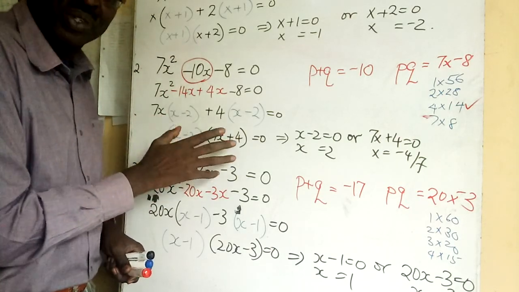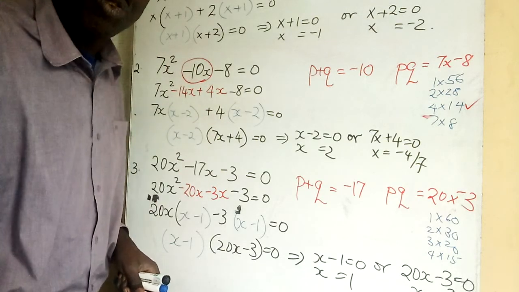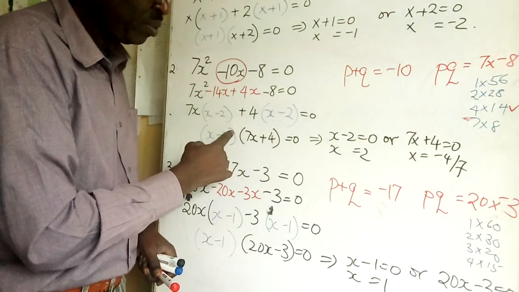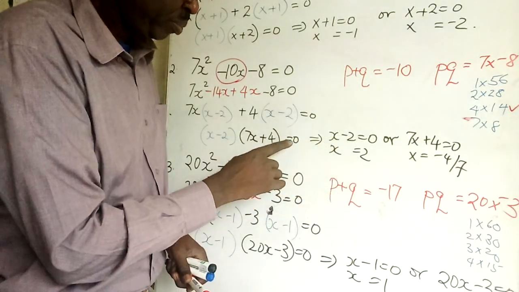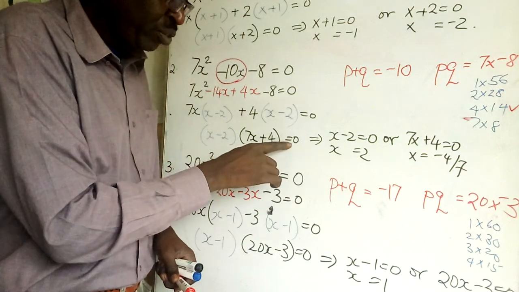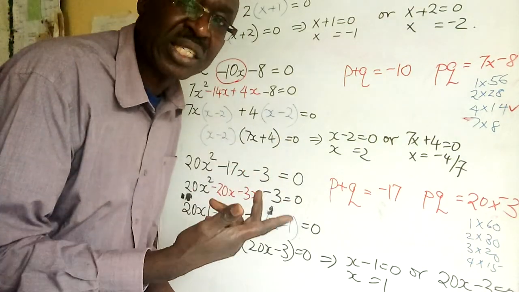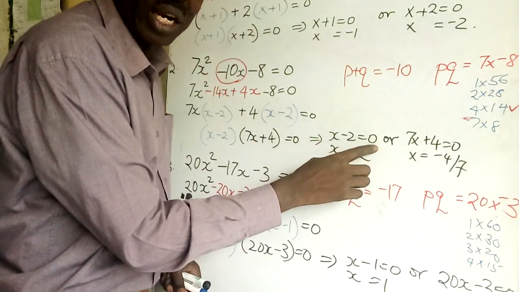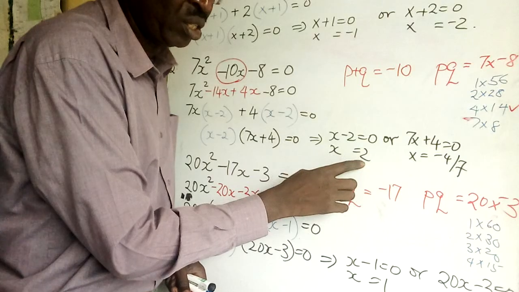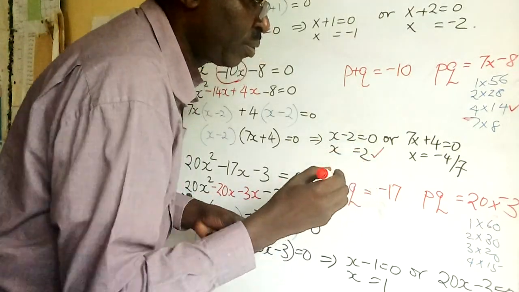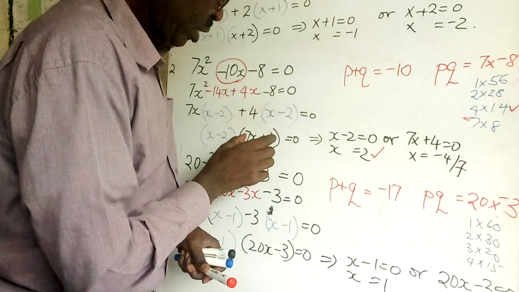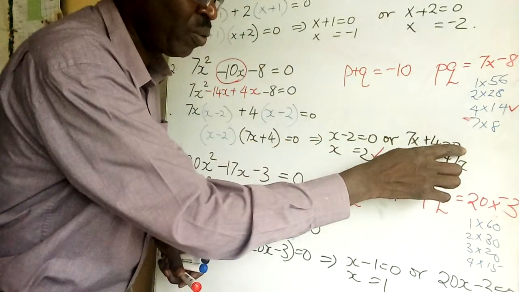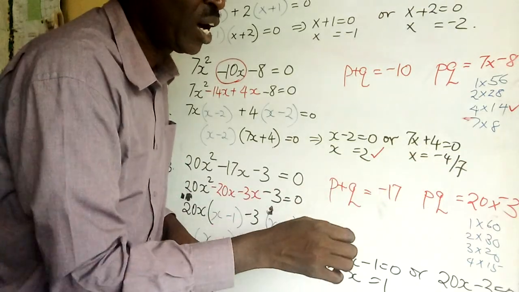Look at the color. I told you you must have the correct colors. So once you have this, you move on. What does it mean? If this times this gives you 0, it means one of them must be 0. You reason x minus 2 can be 0, meaning that x is 2. So this is correct. Then you come also here. This bracket can also be 0. 7x plus 4 can be 0. Then x is negative 4 over 7.